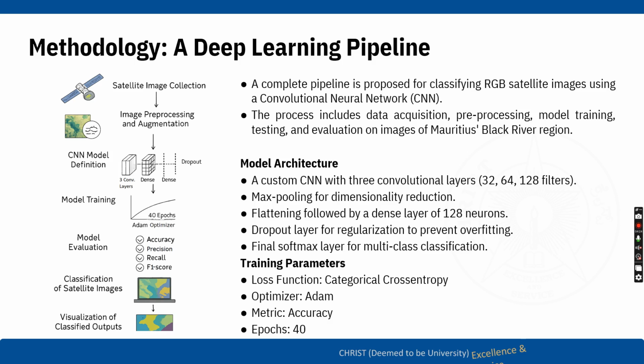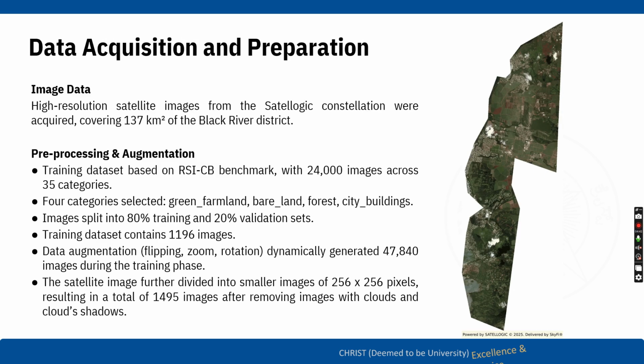Now the training parameters which were chosen were the loss function of categorical cross entropy, and the optimizer named Adam. The metric we focused on was accuracy, and the epochs at which we found a good level of accuracy and very low loss is around 40. So the data acquisition, as I told you, was done by a satellite constellation named SatLogic, and the provider was Sky-Fi, and we covered most of the Black River district, almost 137 square kilometers, and the resolution was around 50 centimeters. The training data set was taken from the RSICB benchmark, which contains almost 24,000 satellite images across 35 different categories.